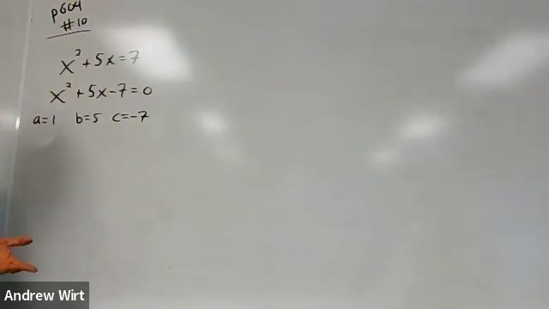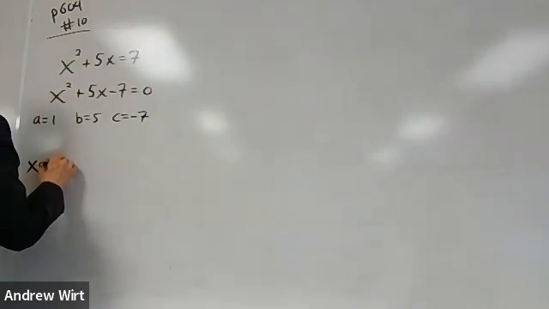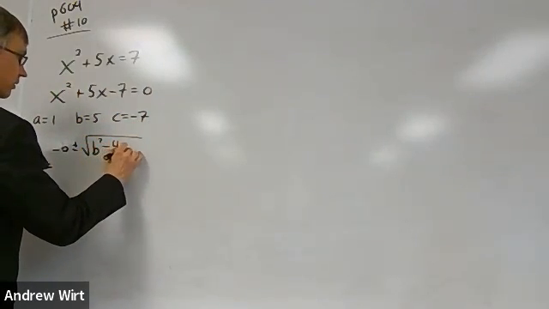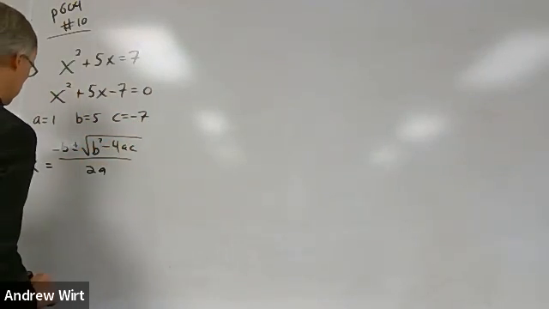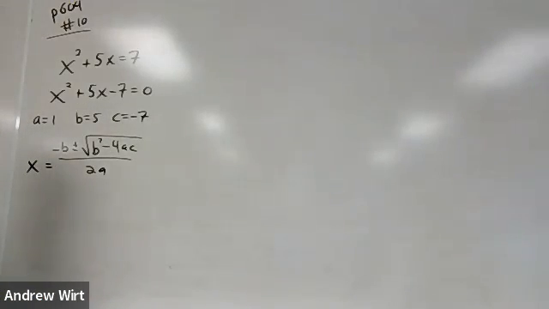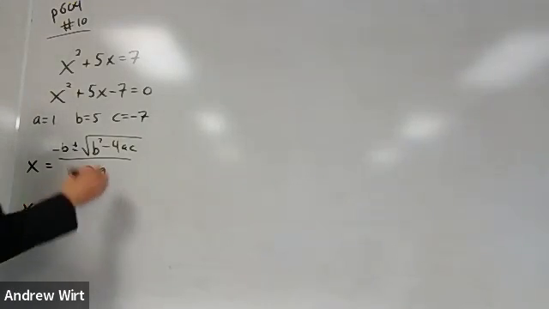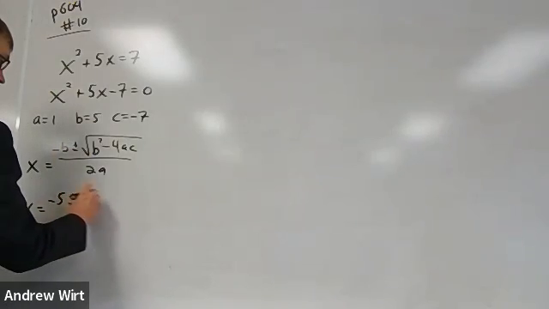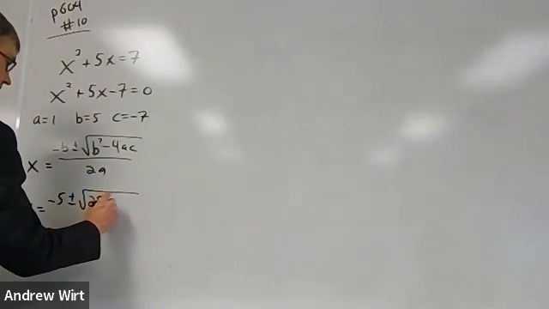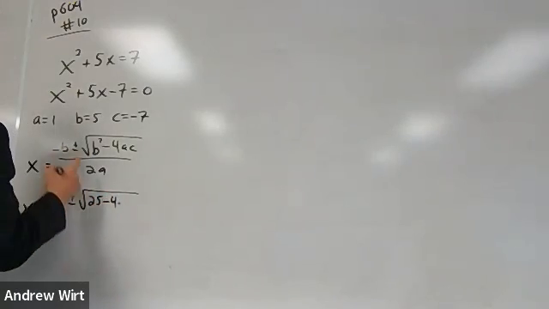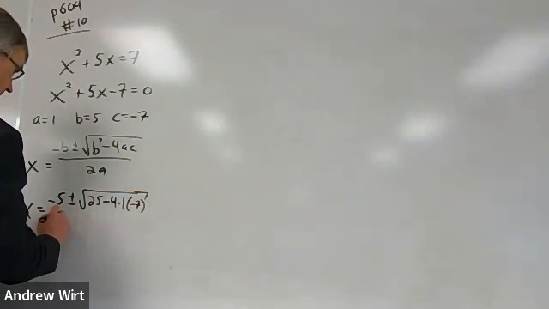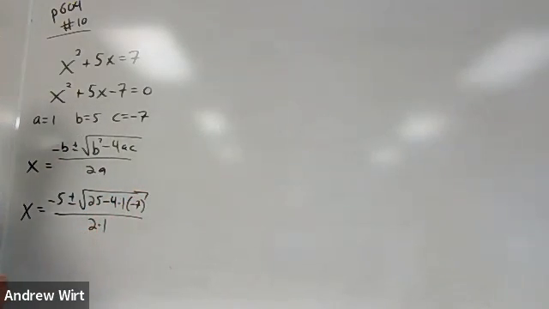Now we've got the three values for the quadratic formula. So let's plug in there. x equals negative B plus or minus the square root of B squared minus 4AC, over 2A. I'll plug in. So we have -5 plus or minus the square root of 5 squared, which is 25, minus 4 times A, which is 1, times C, which is -7, all over 2 times 1.